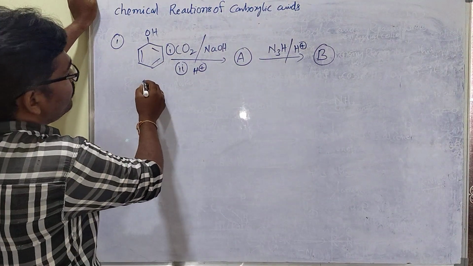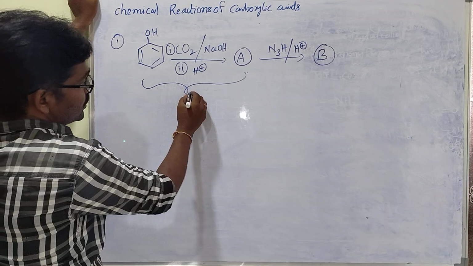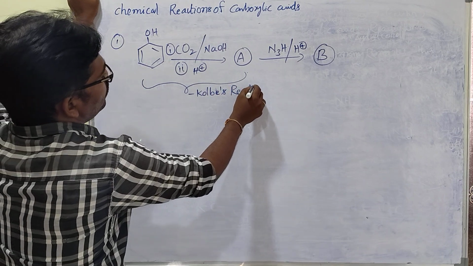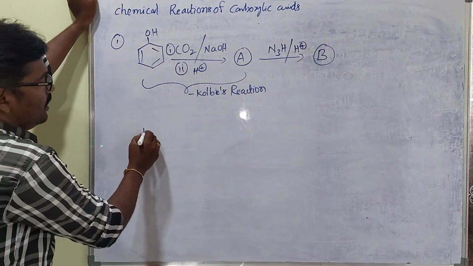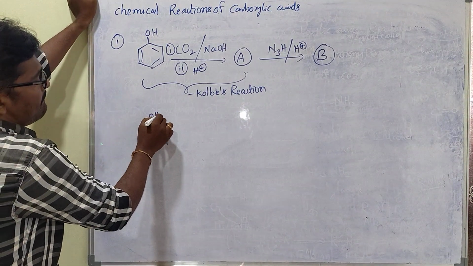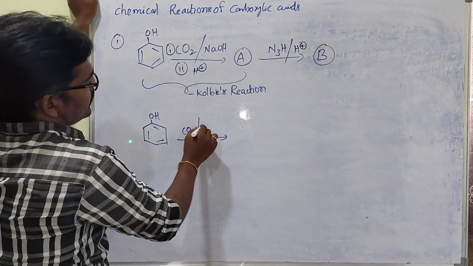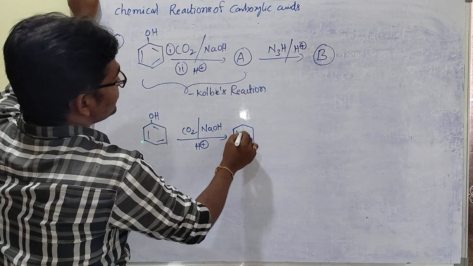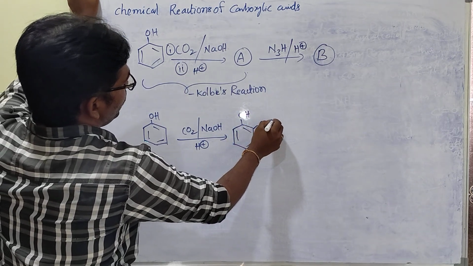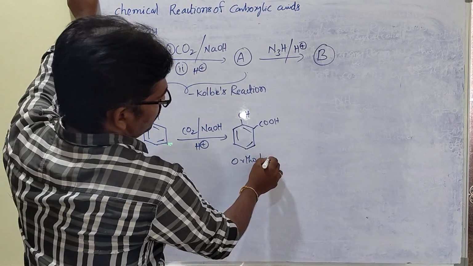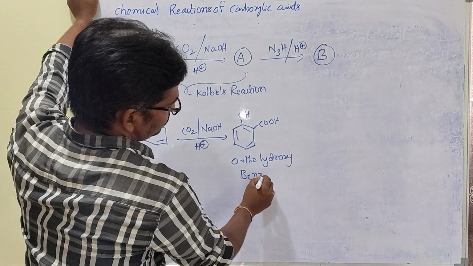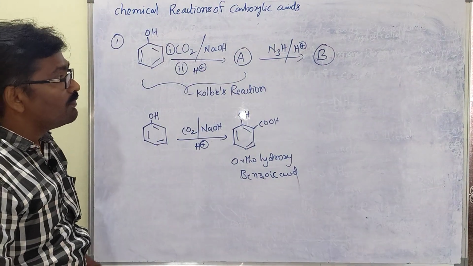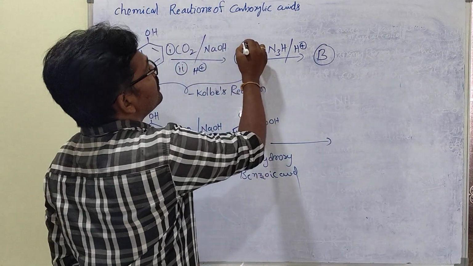Here, the conversion of phenol is generally called the Kolbe reaction. See the Kolbe reaction: phenol, when it reacts with CO2 in the presence of NaOH, then H plus, is converted into salicylic acid, or ortho-hydroxybenzoic acid, COOH. Ortho-hydroxybenzoic acid. Sorry, that is compound A. Further, the reaction is a Schmidt reaction. This is the Kolbe reaction. This is the Schmidt reaction.